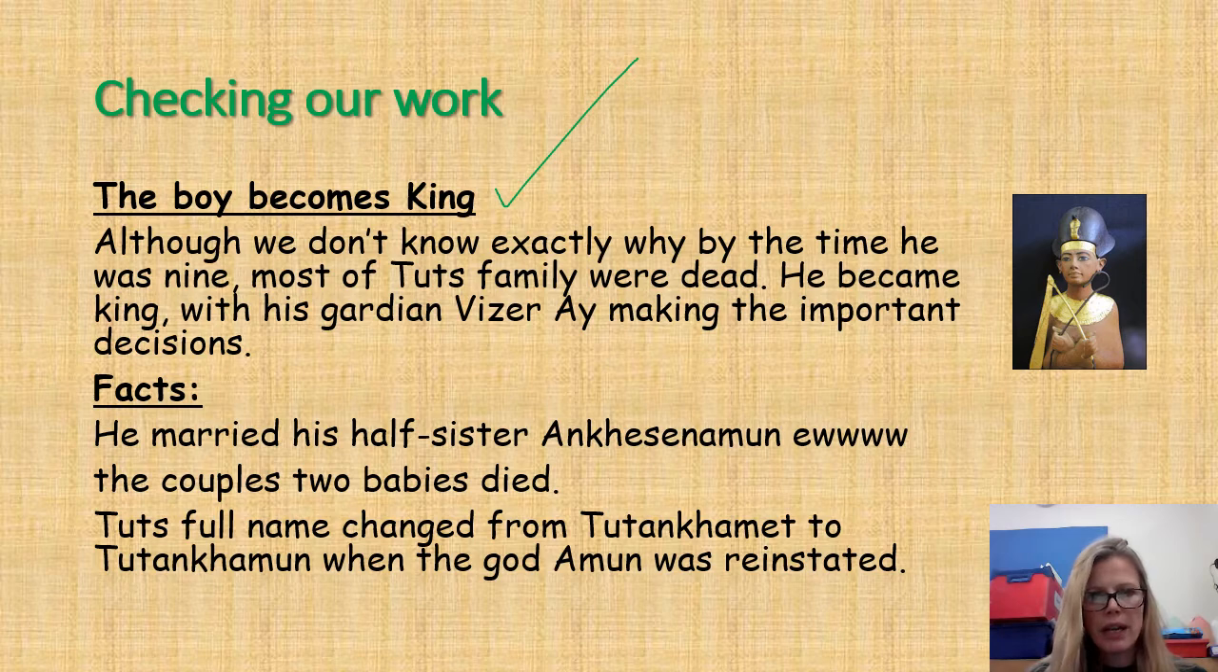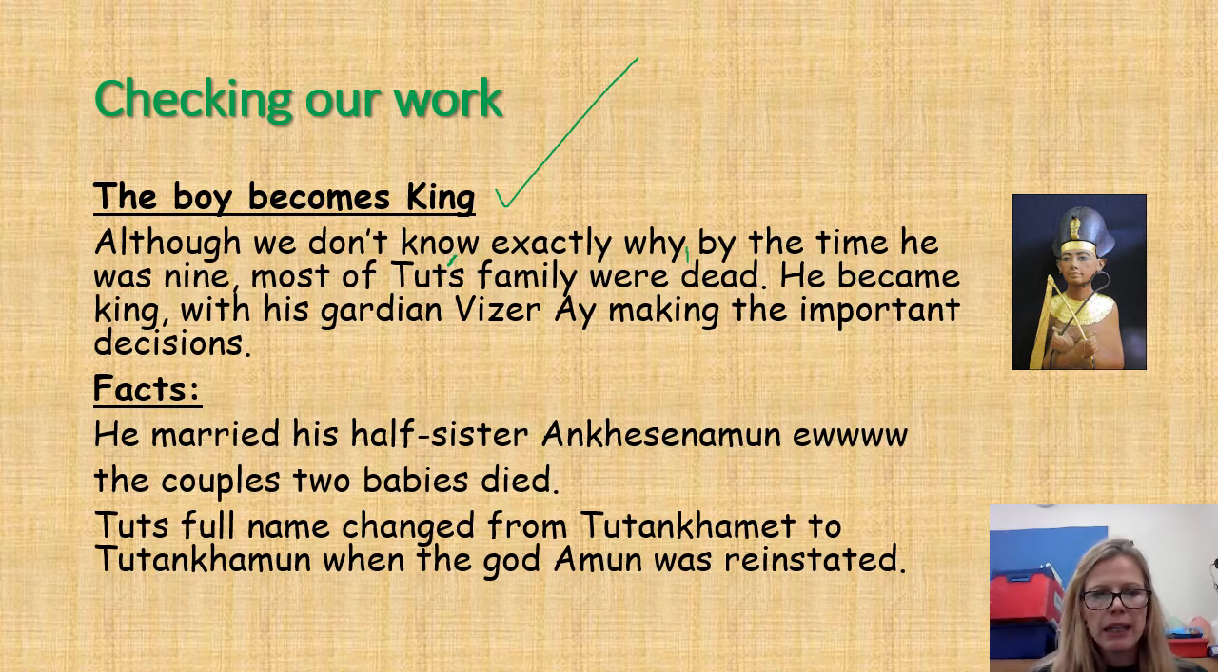Although we don't know exactly why, by the time he was 9, there's a comma missing. Although we don't know exactly why, comma, by the time he was 9, most of Tut's family were dead. Right, we also need a possessive apostrophe. It was Tut's family, so we need to point to him and put an apostrophe there. That's a possessive apostrophe. Okay.